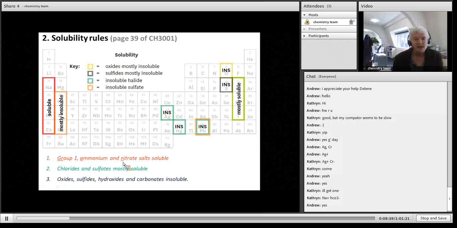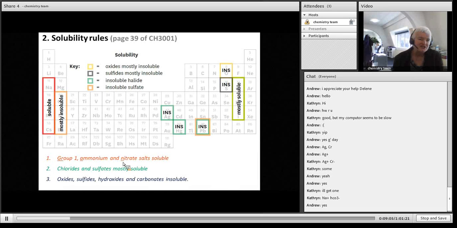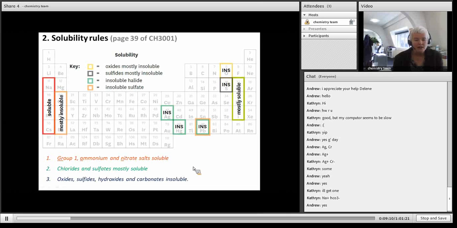This sort of diagram came up in CH3001, which hopefully you did ages ago. It's on page 39 if you want to look at it again. It's to help you with your solubility rules. Now, the general trend is that the smaller the charge, the more easily that ion will dissolve in water. Because if you've got a 2+ charge or 2 negative charge, it's got a much stronger electrostatic attraction, so the water molecules have to work harder, give off more energy to try and dissolve that ion.